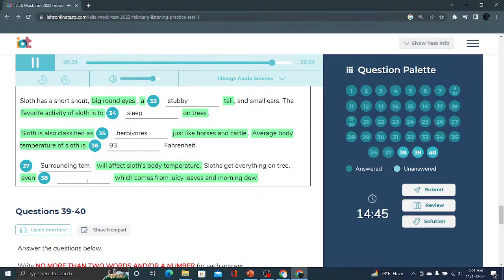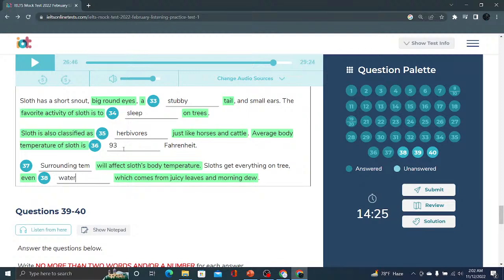Because sloths have difficulty moving over land, they spend most of their time in the trees. They can get just about everything they need high above the forest floor, even water. Okay, I hope you got the answer. Even water.